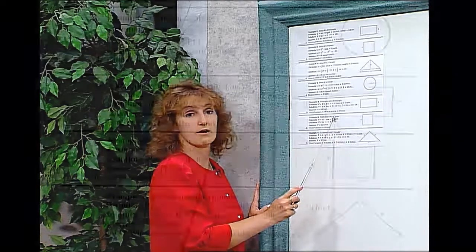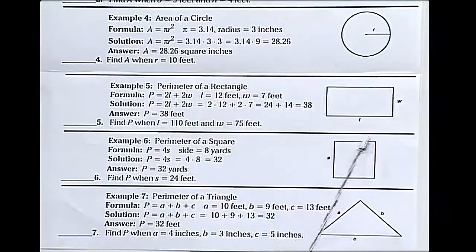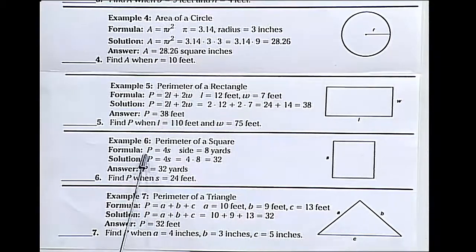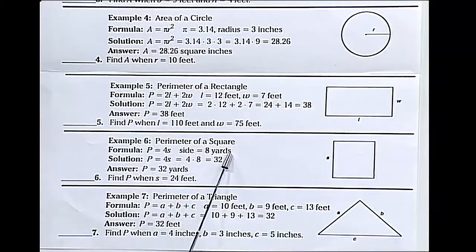Perimeter of a square, remember, the square has all 4 equal sides. So they're all the same. I can just say the perimeter equals 4 times the side. And since the side is 8 yards, 4 times 8 is 32. My answer here is 32 yards.